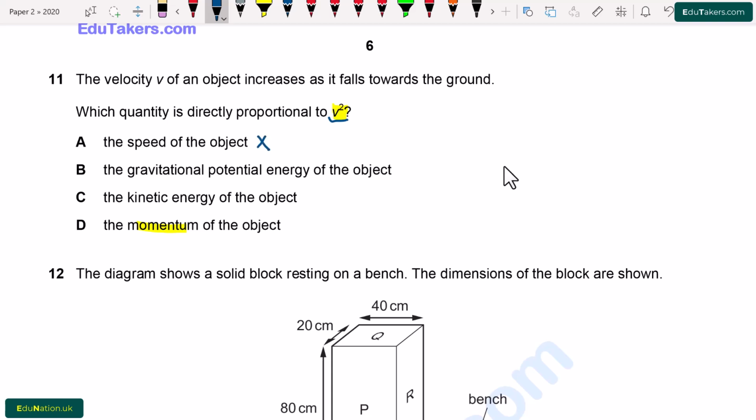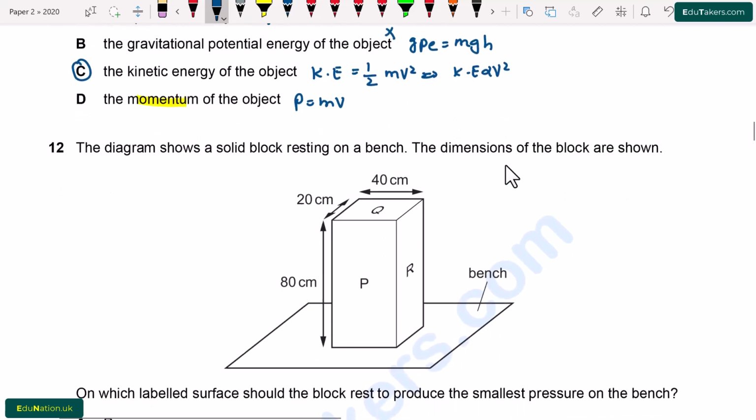It is incorrect. In option B, gravitational potential energy is equal to mgh. So there is no term of v square. This is also incorrect. Next is kinetic energy. It is equal to half mv square. From here, kinetic energy is directly proportional to v square. So this option is correct. We also check momentum p is equal to mv. So here is only a term of v, not v square. So momentum is also incorrect.